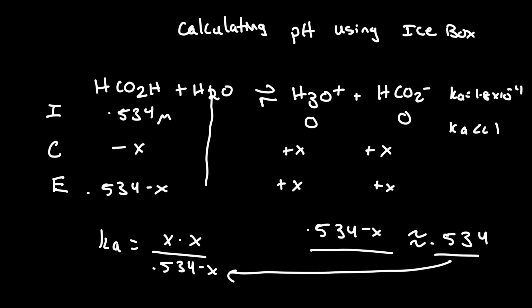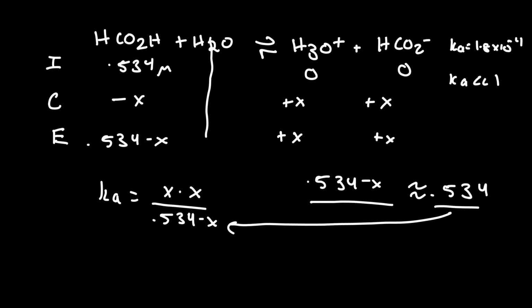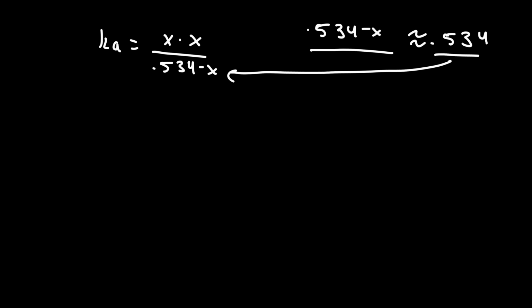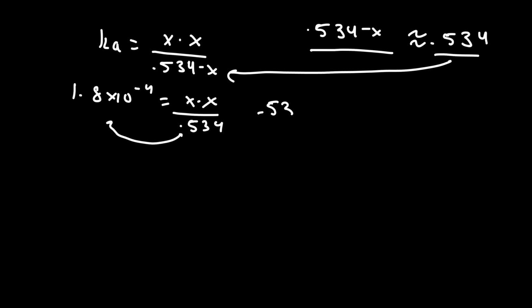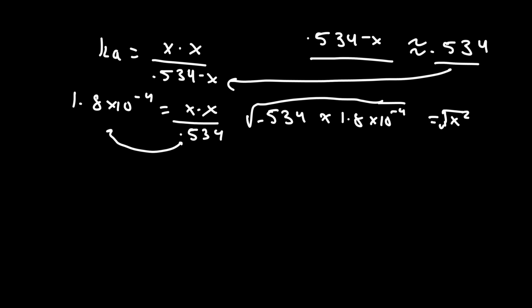So let me bring this down a little bit here. Okay, we know that Ka was 1.8 times 10 to the negative 4. That's equal to x times x over 0.534. So now let's solve. Move this to this side. So it'd be 0.534 times 1.8 times 10 to the negative 4 equals x squared. So we're going to take the square root on both sides. Okay, so doing all this should result in an x value of 0.00980.